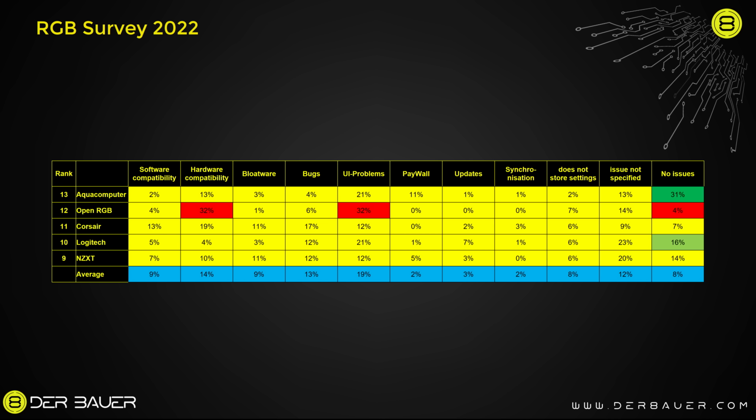NZXT is ranked number 9 with their CAM software, and looking into our chart, into our table, nothing seems to be unusually bad. But going through all your comments, a lot of people are complaining that it's detected as cheat software, so they have to close down NZXT CAM before they can start their game. This seems to occur quite a lot, and you are very unhappy that you seem to be forced to create an account with NZXT.